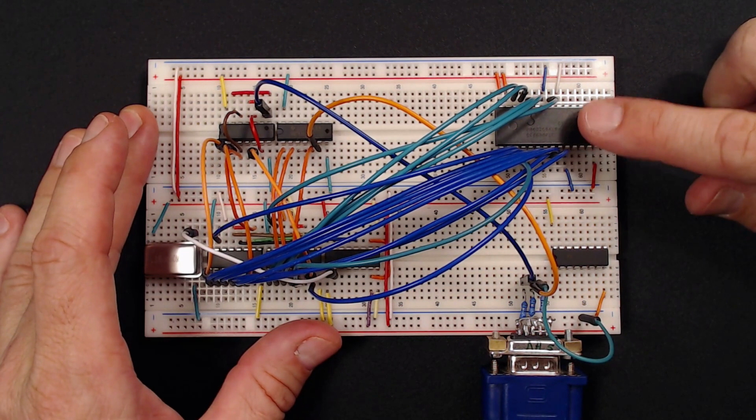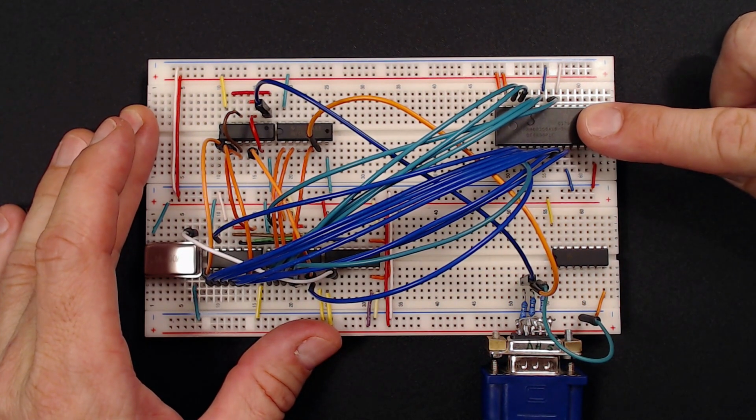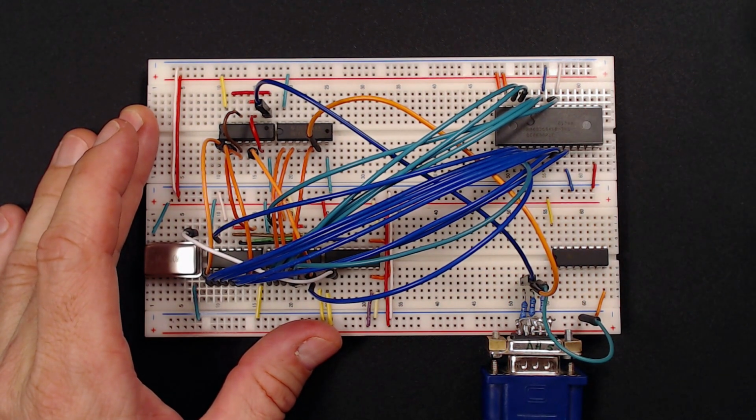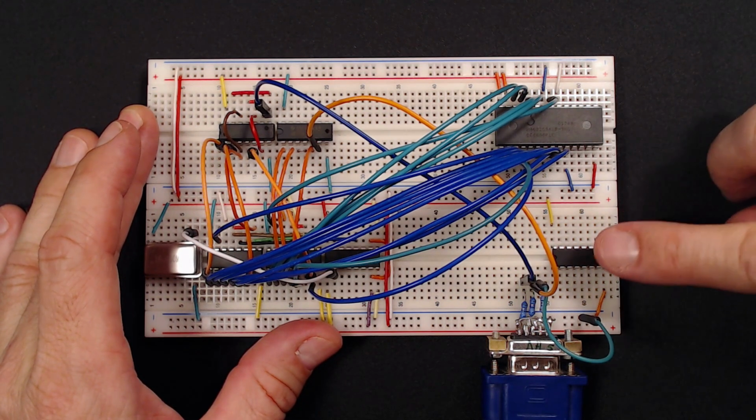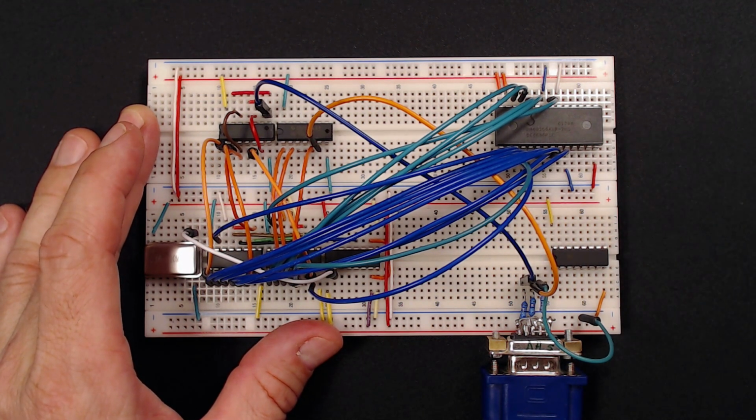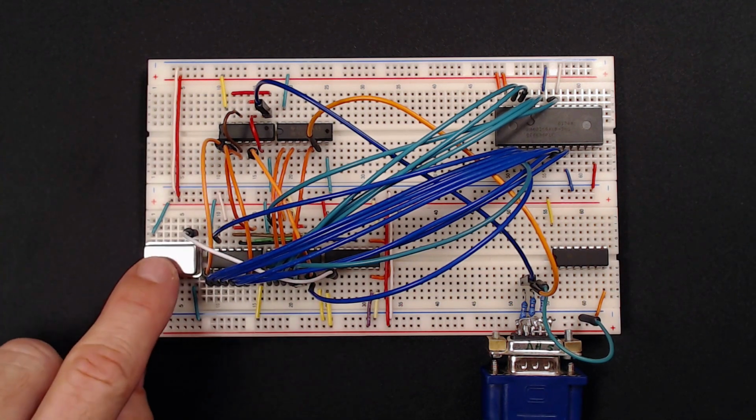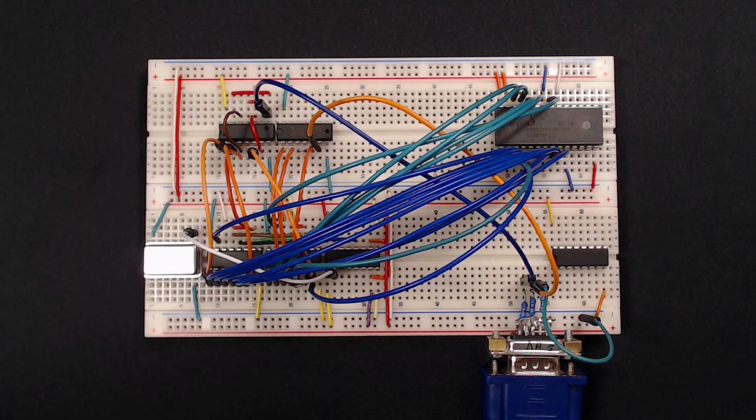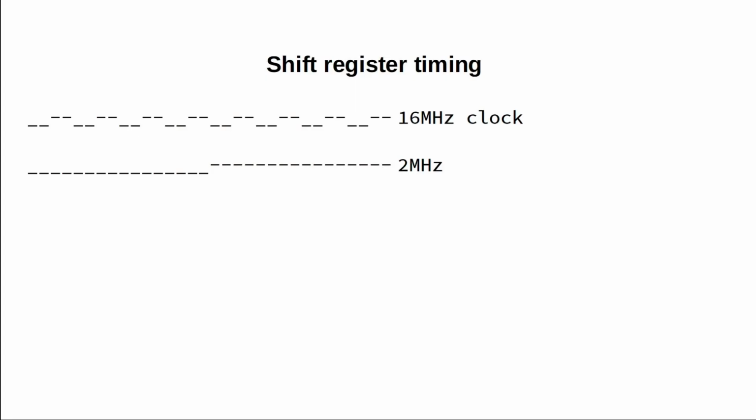Okay, the RAM now outputs the data byte of the current scan position. That's great. Now we will load it into the 74HC165 shift register down here every 500 nanoseconds, or every 8 pixels, and then shift out the bits with our 16 MHz clock. Let's work out the timing details. I have plotted our 16 MHz and 2 MHz clocks here.